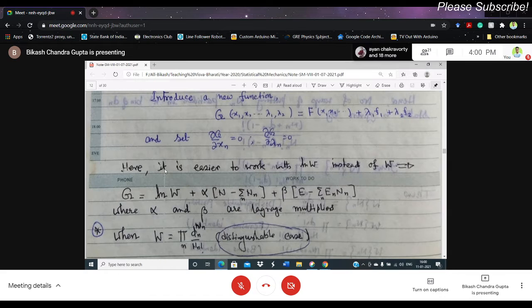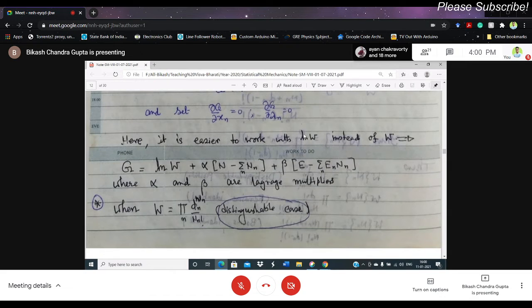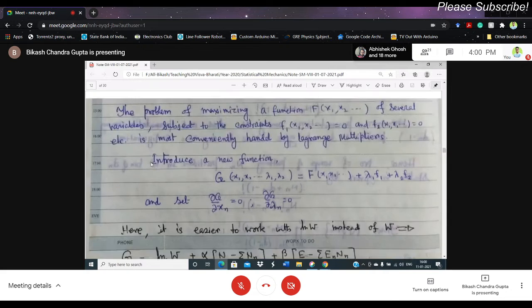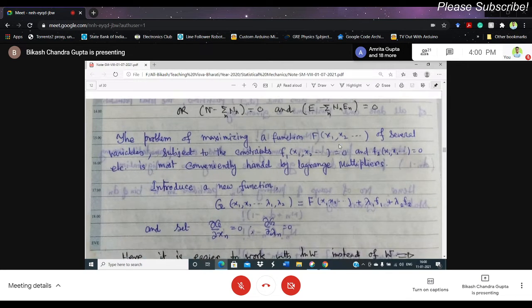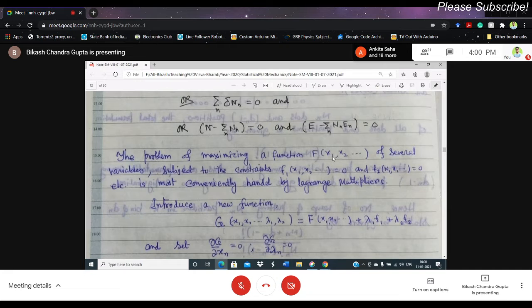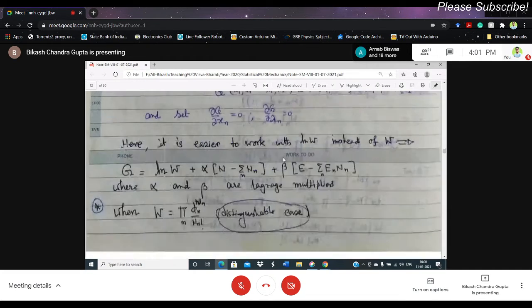Here it is easier to work with, as I said, ln of W instead of W. Then we define the function. So we are going to optimize the function with the constraints. That means you have to optimize the function in such a way that these equations are satisfied. That is what we are going to do.